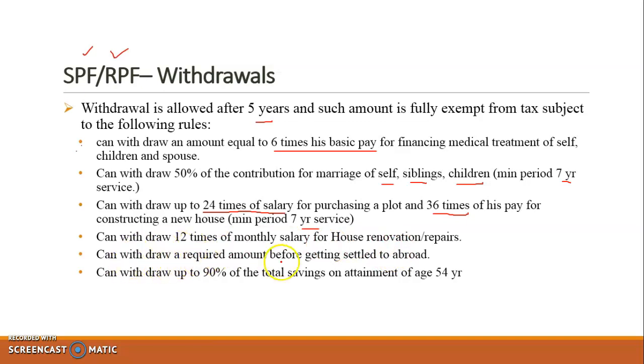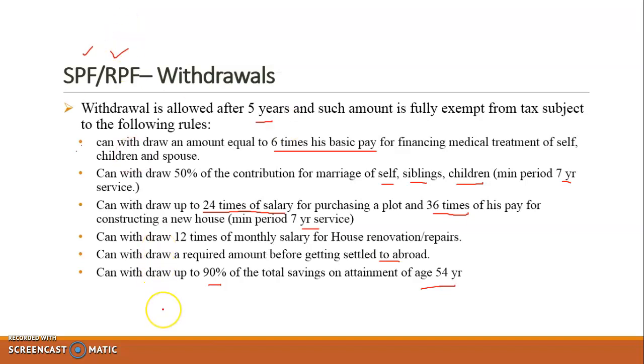Can withdraw a required amount before getting settled abroad, and can withdraw up to 90% of the total savings on attainment of age of 54 years. So this is only for the purpose of your knowledge and understanding. This is not very important from the examination point of view, but you should be aware about the tax treatments in case there is a partial withdrawal from the SPF or RPF. Okay, अगर कुछ withdraw होता है in spite of taking the retirement or in spite of taking the resignation, if you are withdrawing the amount, then under all circumstances which amount will be exempted in which condition.